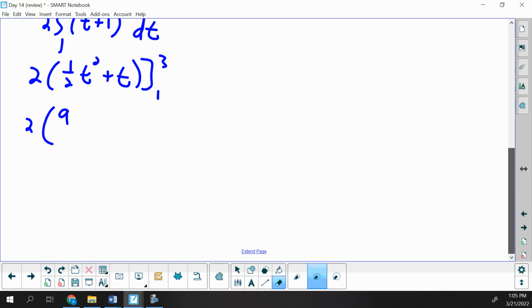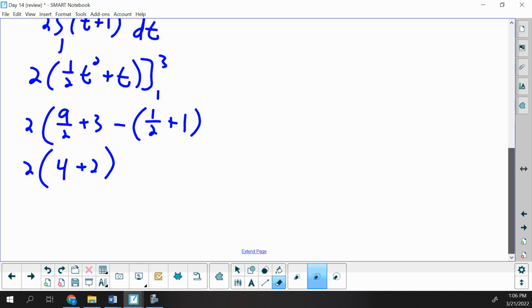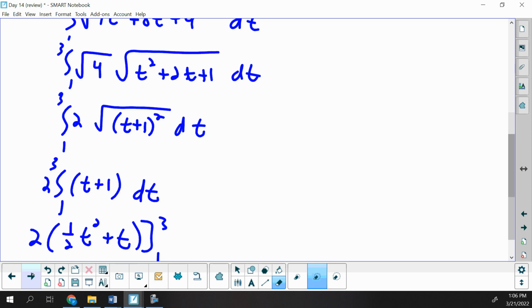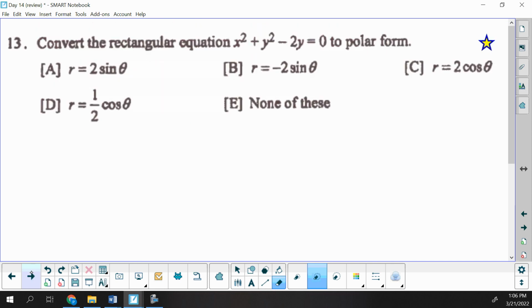We'll end up getting 9/2 plus 3 minus all of 1/2 plus 1. 9/2 minus 1/2 is 8/2, which is 4. 3 minus 1 is 2. So this will be 6 times 2, so we get that the length is 12. I want to look at 13 next.